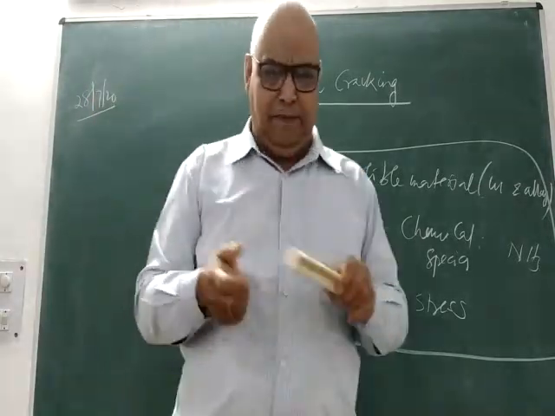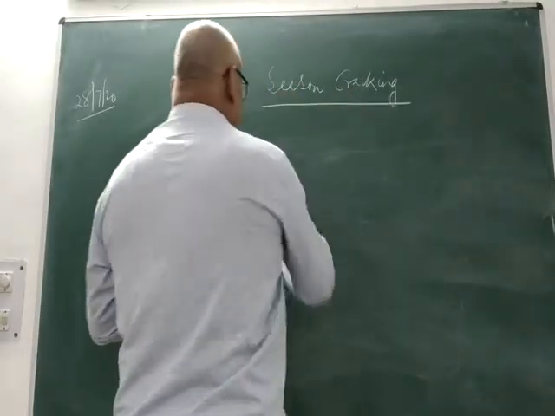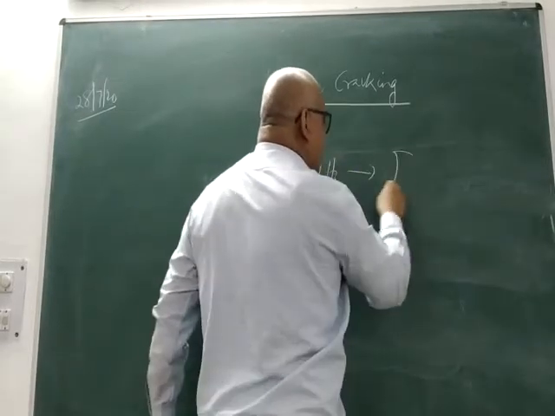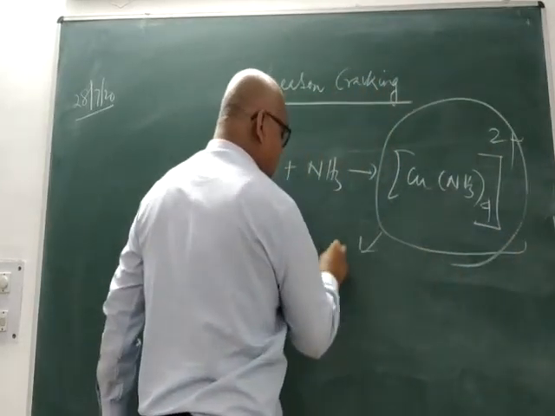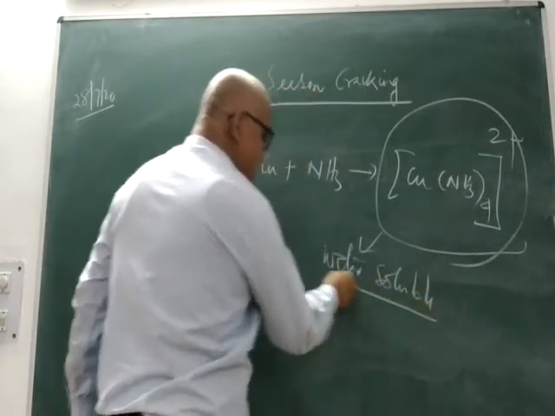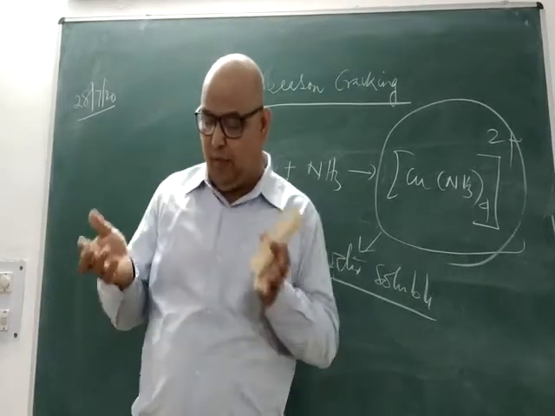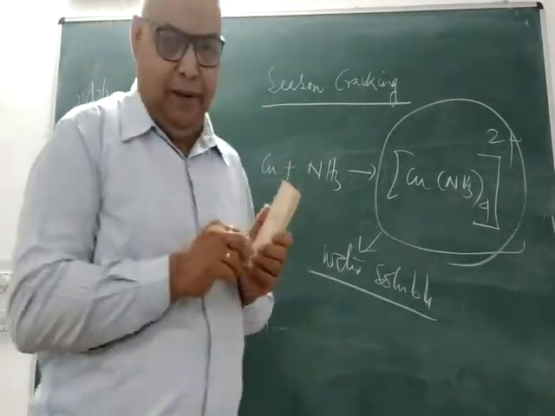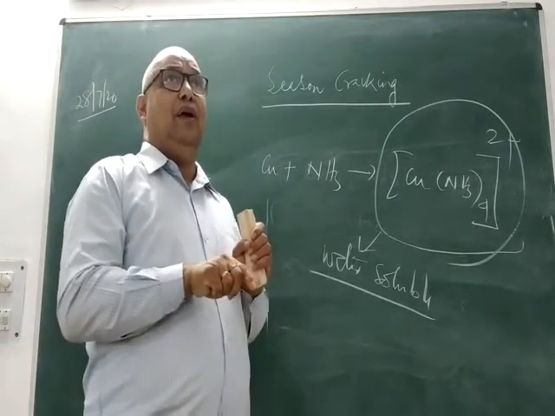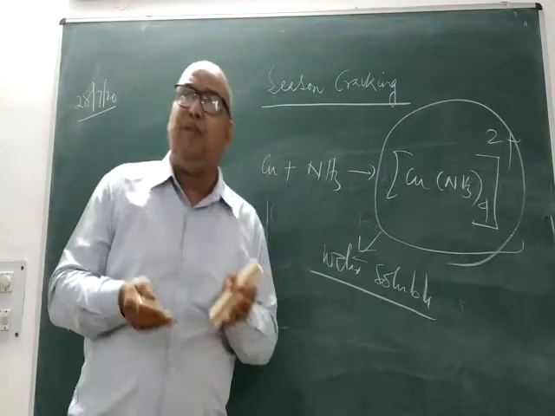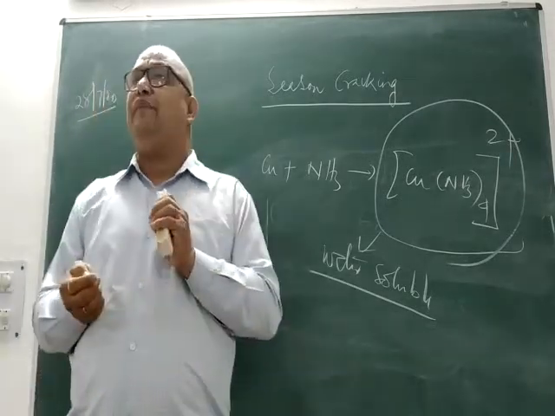Now, the next point is the mechanism: how does it react? Copper will react with ammonia to produce a compound, and this compound is water soluble. And if anybody asks you how you can trace that it is season cracking, it is characterized by a deep brittle crack, which will ultimately penetrate inside till there is a big fracture, as a result of which any metallic structure having this problem will break down suddenly. That is why we have to be very careful about season cracking.